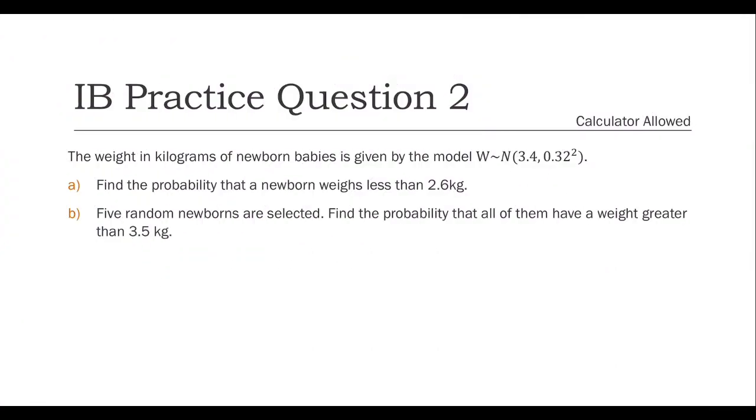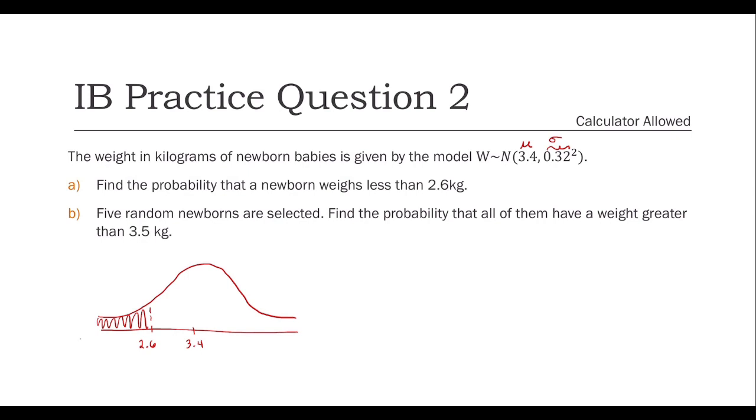Now for our second IB practice question, it says the weight in kilograms of newborn babies is given by the model. W is normally distributed with a mean of 3.4 and a standard deviation of 0.32. So your variance is 0.32 squared. It says find the probability a newborn weighs less than 2.6 kilograms. So we'll draw our normal curve. We have a mean of 3.4. And we want to know the probability that it's less than 2.6. So we're trying to find this area here.